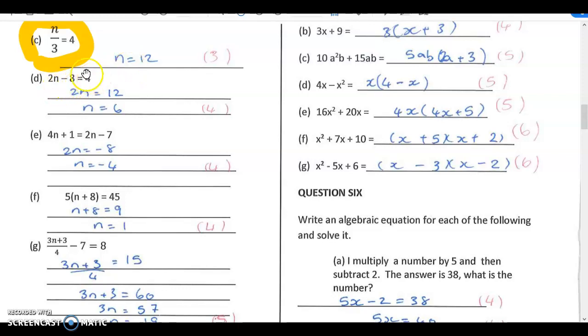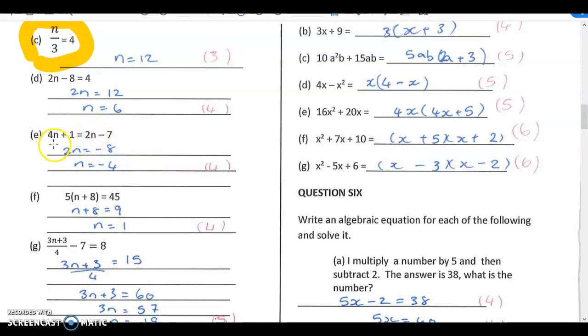For this one here, n was multiplied by 2, and then 8 was subtracted. So we undo the minus 8 first. We take it to the other side of the equal sign and make it a plus 8. 4 plus 8 is 12. So 2n equals 12. n must be equal to 6 because we can undo timesing by 2, dividing by 2 on the other side.